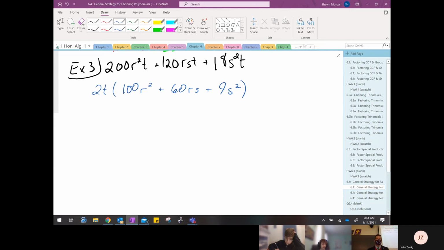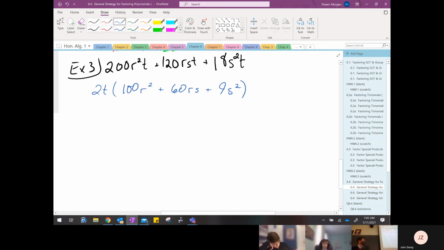Y'all know what I smell? What do I smell? Smells like a perfect square trinomial to me. Anybody else smell a PST? Oh, yeah. How do I know something is a perfect square trinomial?